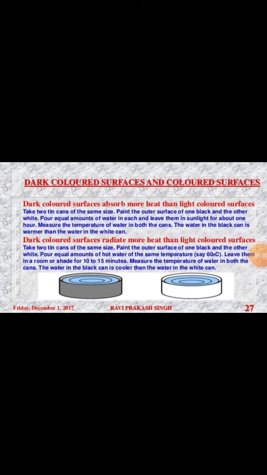Here, dark colored surfaces absorb more heat than light colored surfaces. So we take two tin cans of the same size, paint the outer surface of one black and the other white. Pour equal amounts of water in each and leave them in sunlight for about 1 hour. Measure the temperature of water in both the cans. The water in the black can is warmer than the water in the white can. Okay, why? It shows that dark colored surfaces absorb more heat than light colored surfaces.